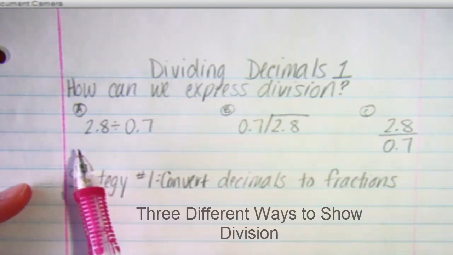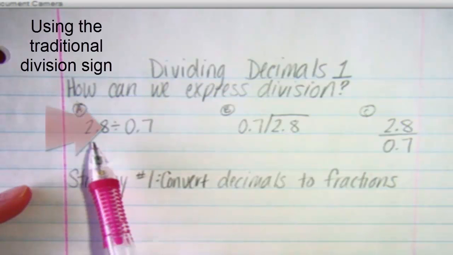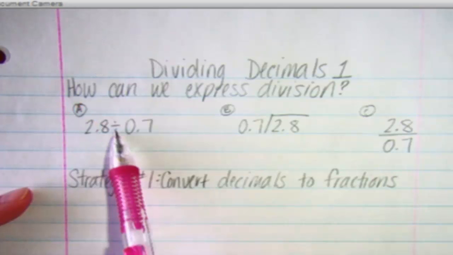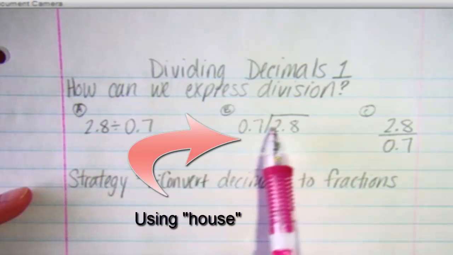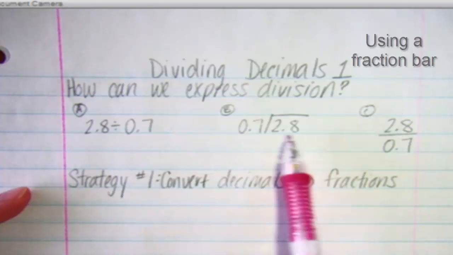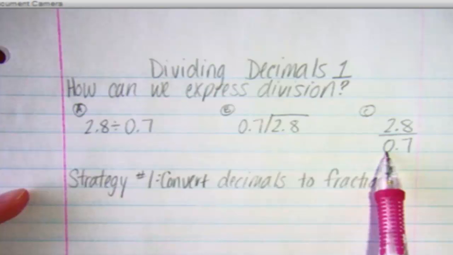There's three different ways to show division or to represent it. 2 and 8 tenths divided by 7 tenths with the traditional division symbol. 2 and 8 tenths divided by 7 tenths with this kind of division symbol, which I call house, or using a fraction bar as a division symbol, 2 and 8 tenths divided by 7 tenths. And we'll need all three of these today as we work through these problems.